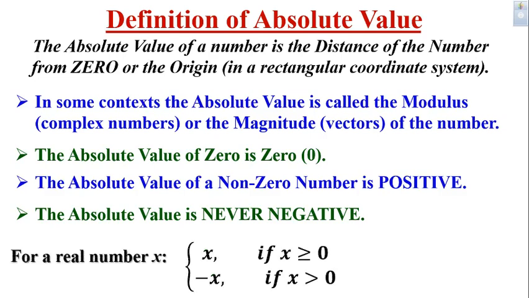So for any real number x, if x is a positive number or zero, the absolute value is just the number itself. For example, the absolute value of 5 is 5. The absolute value of 0 is 0. But if x is a negative number, the absolute value is the negative of x. In other words, you change the sign. So the absolute value of negative 7 is positive 7, or the negative of negative 7, which is positive 7.